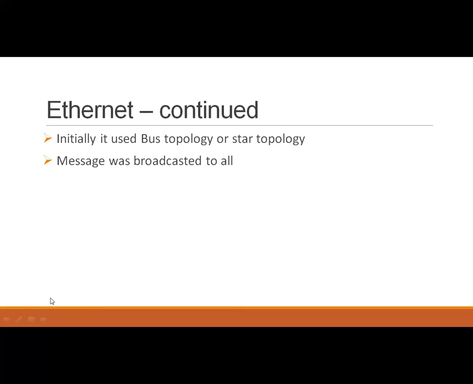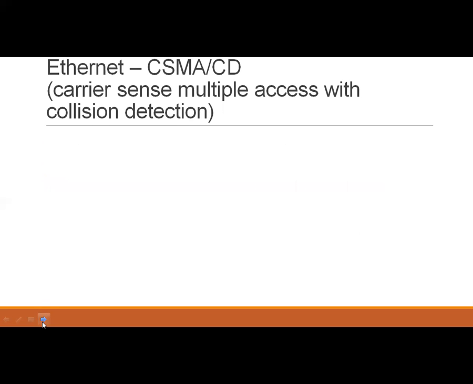In the Ethernet, message was broadcasted to all. There was no way that you can actually send the message as a unicast, as a one-on-one transmission. And once the message has been broadcasted, all the nodes of the network would check if they are the intended recipient, if that message is for them. If yes, they would pick up the message. If not, they would neglect the message.